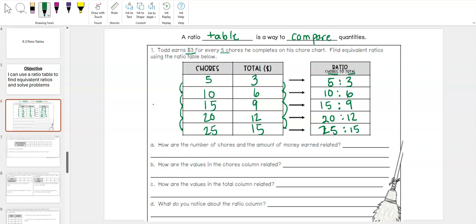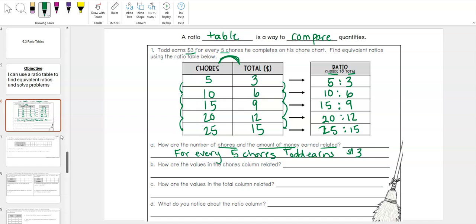So the first question says, how are the number of chores and the amount of money related? Okay, I want to know how this column and this column are related to each other. So it's going to be more straightforward than you think. Basically, for every 5 chores, Todd, let's make his name capital because he's important, Todd earns $3. So for every group of 5 chores, he's going to go earn $3. That's why we skip count it.